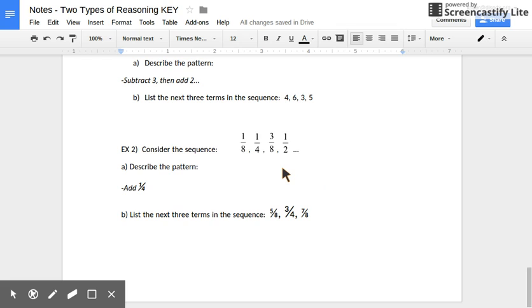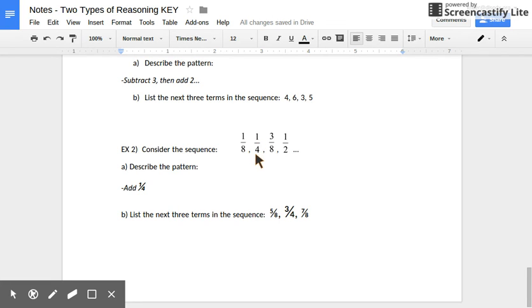Let's do one with fractions, a little bit harder. Can we find the pattern between these fractions? If I'm going from an eighth to a fourth, I know that I am getting bigger. So I could be multiplying it or I could be adding. Let's try and get common denominators here so we can compare them.